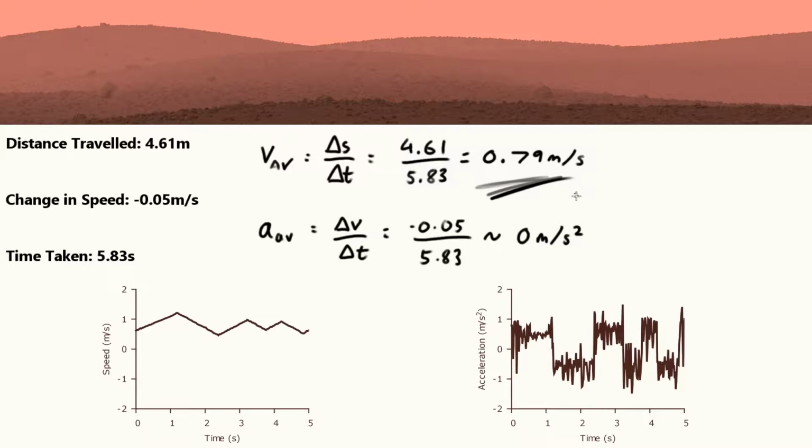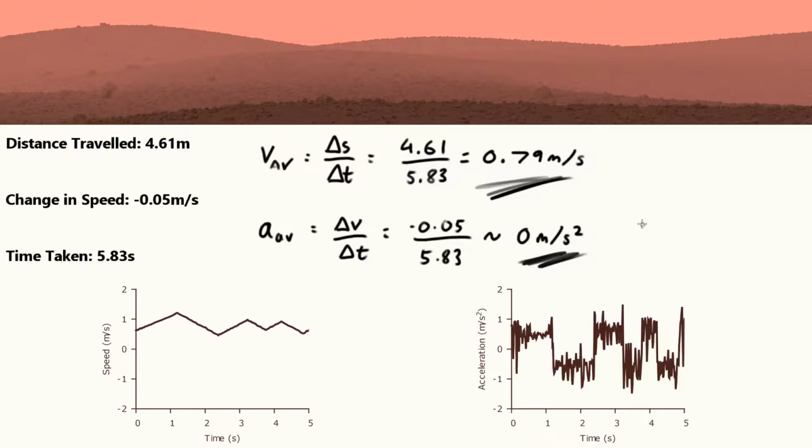Secondly, for the acceleration time graph, you can see that it's a very messy graph and that the values range mostly between -1 and 1 meters per second squared. But as you can see, on the whole, the amount of positive and negative values roughly equal out, meaning that we have an acceleration on average of roughly 0 meters per second squared, as we predicted.